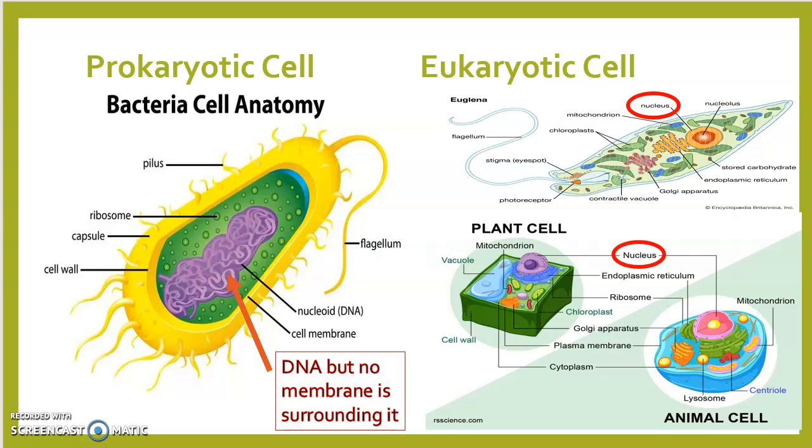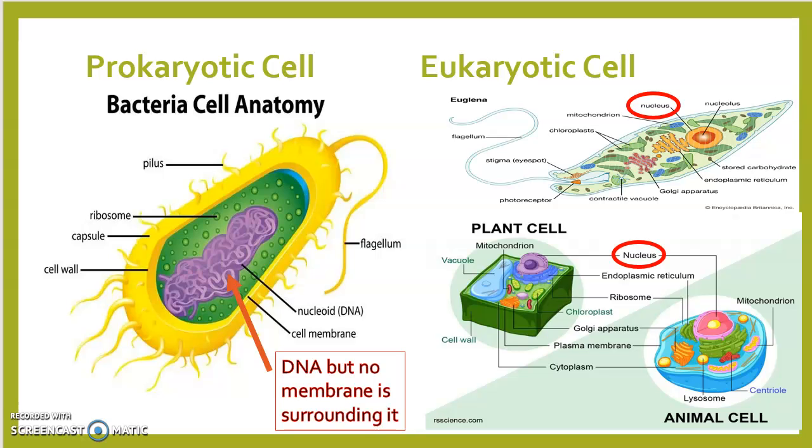When it comes to the prokaryotic cell, if we notice here, in the middle is the DNA material, but there is no membrane surrounding it. So we don't actually consider this a nucleus inside of the prokaryotic cell. Instead, we call it a nucleoid, which just describes the region where the DNA is.